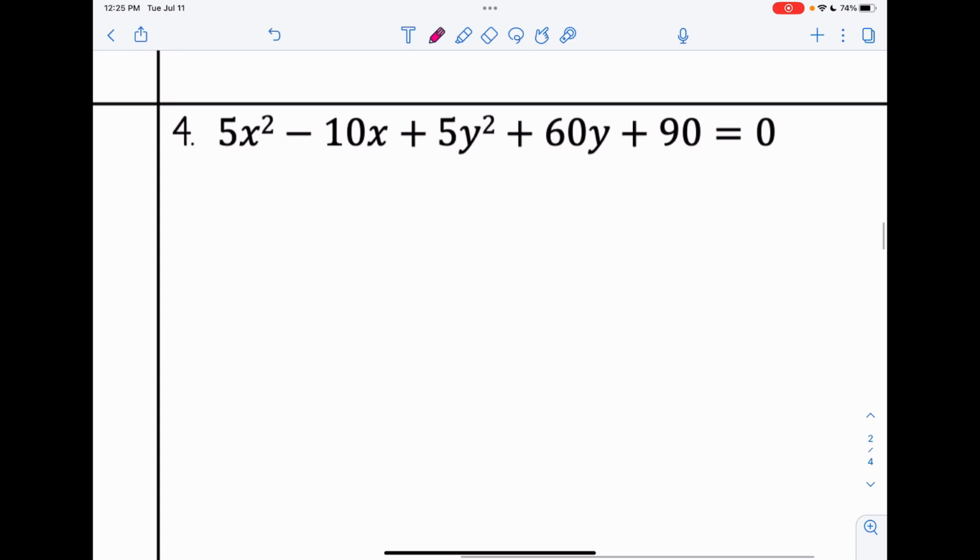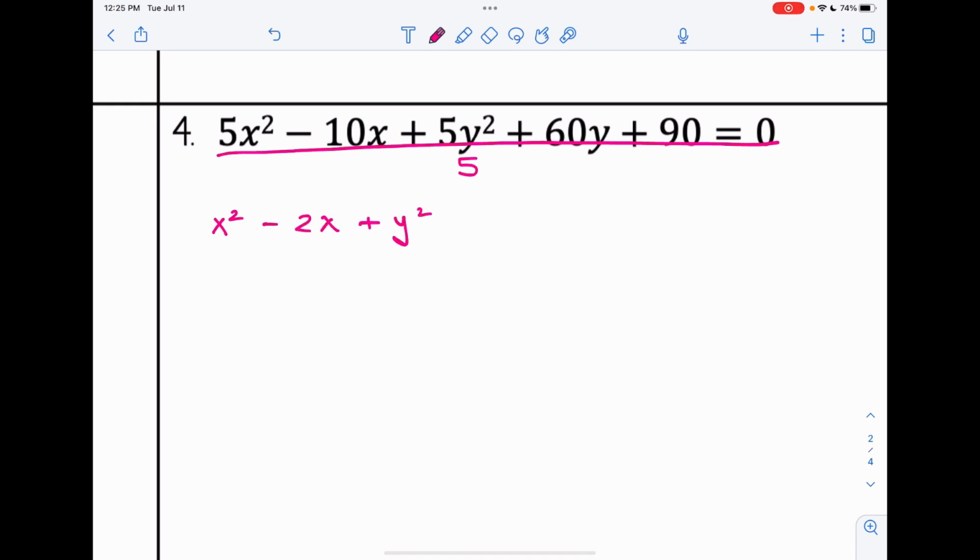Number 4, notice this looks a little different right off the bat because we have a coefficient on x and y. We are not going to complete the square that way, so what we are going to do is divide every term by 5. And that way we can complete the square just like we have on all the other problems. I'm also going to rewrite this and move that 18 over to the other side by subtracting 18 on both sides.